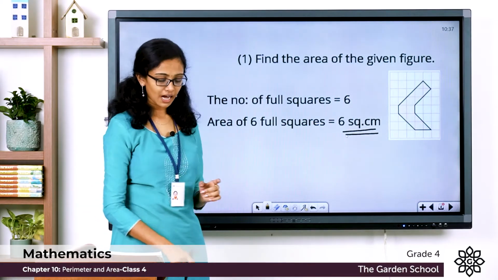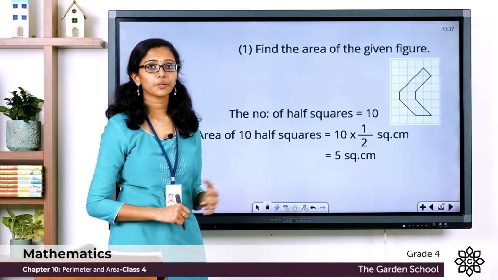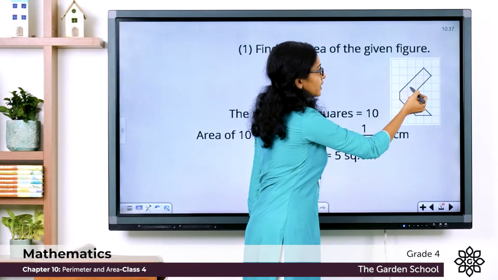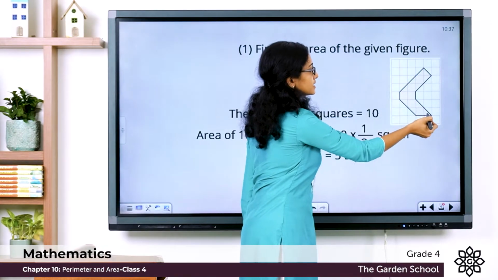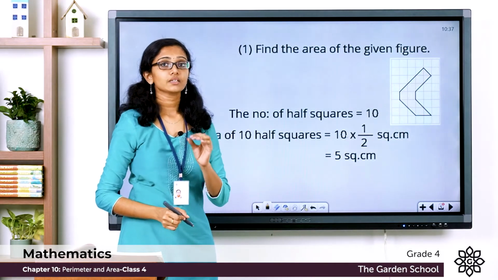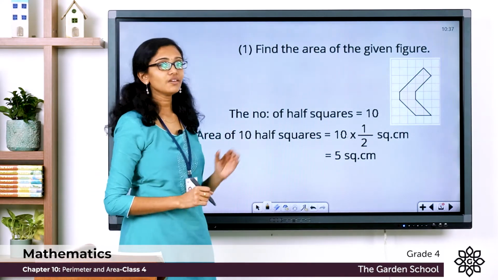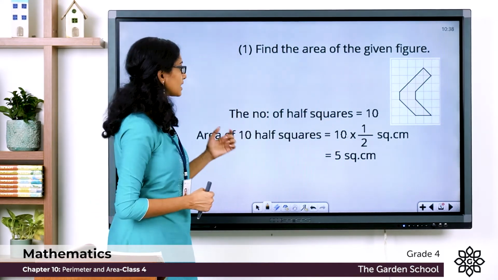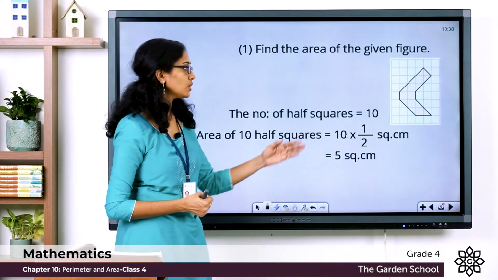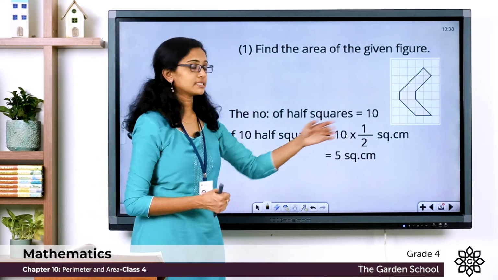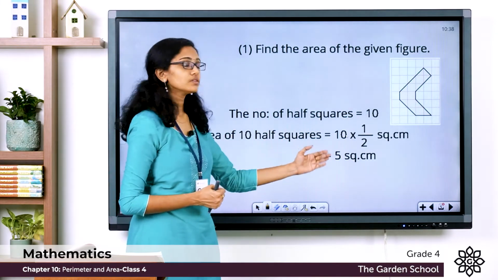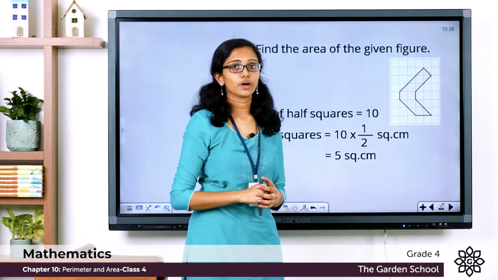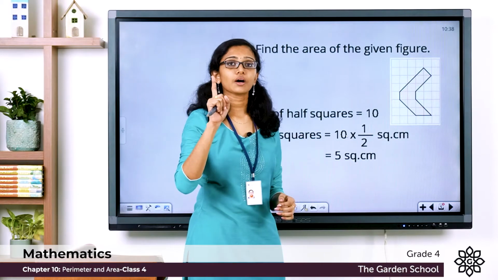Now, let's consider the half squares. So, how many half squares are covered by this figure? See, there are 1, 2, 3, 4, 5, 6, 7, 8, 9, 10. There are 10 squares which are exactly covered in half by this figure. So, the number of half squares is equal to 10 and the area of 10 half squares is equal to 10 into half square centimeter, which is equal to 5 square centimeter. So, it means what? 2 half squares will make 1 full square. So, you can count 2 half squares as 1.